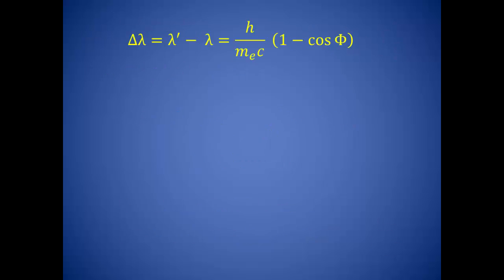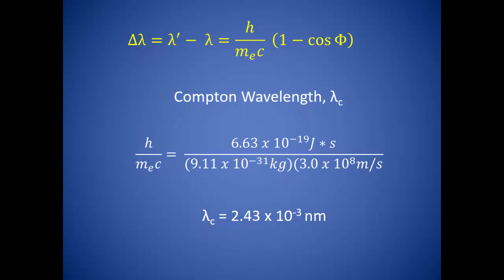Let's look at this ratio for a second. This ratio has a specific name. It is known as the Compton wavelength, and it is the wavelength of the electron as it moves away after the collision takes place. Notice also that this ratio is made up of constants. We can plug in all those and do the math, and find the Compton wavelength to be 2.43 times 10 to the -3 nanometers.